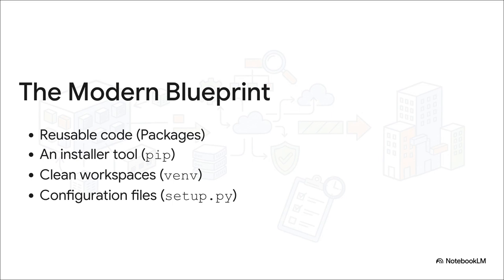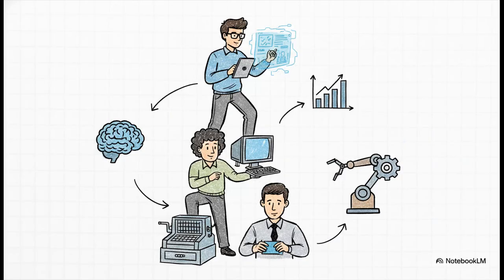First, you have reusable code in the form of packages. Second, you have a tool like pip to go out and get them. Third, you have clean workspaces using venv so your projects don't turn into a tangled mess. And finally, you have those configuration files that act like the glue, wiring everything together into one cohesive working piece of software. And this is why all of this matters so much.